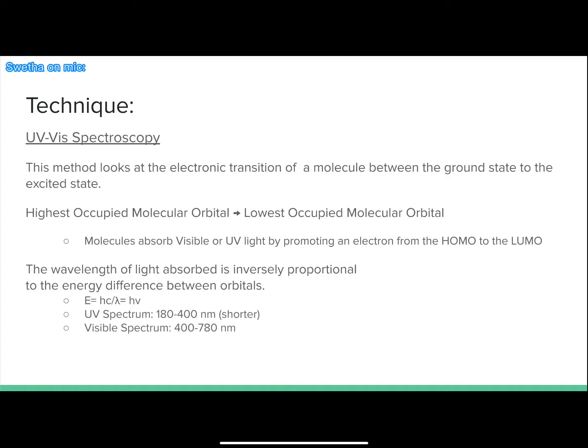The wavelength of light absorbed is inversely proportional to the energy difference between orbitals. E equals hc over lambda, equals hv, is a common equation used to calculate the wavelength. The UV spectrum range falls between 180 nm to 400 nm and is shorter in wavelength than the visible spectrum range, which falls between 400 to 780 nm.